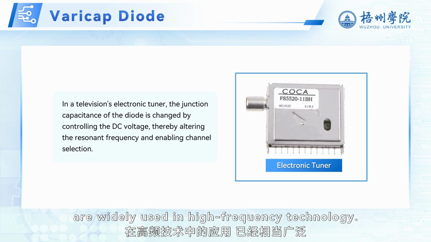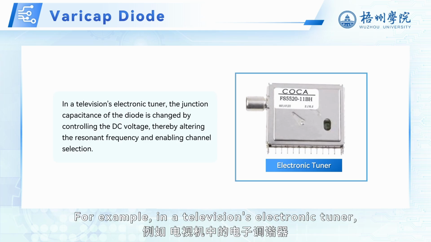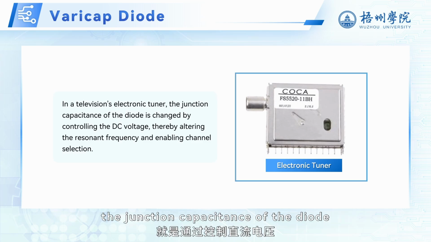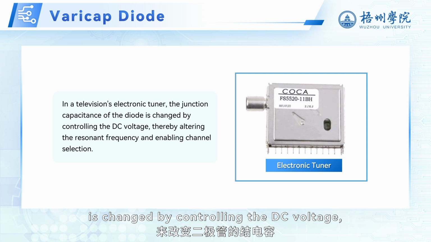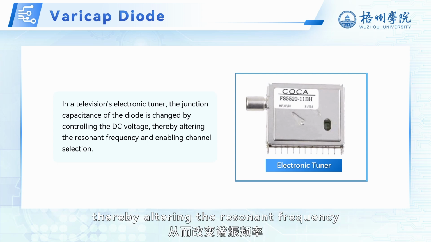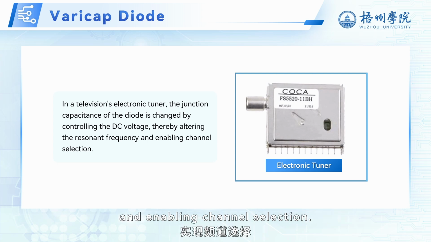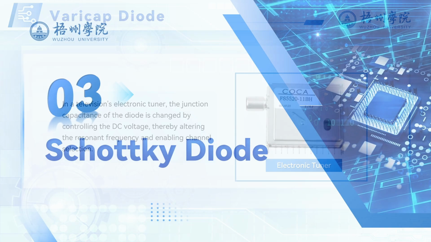Varicap diodes are widely used in high-frequency technology. For example, in a television's electronic tuner, the junction capacitance of the diode is changed by controlling the DC voltage, thereby altering the resonant frequency and enabling channel selection.